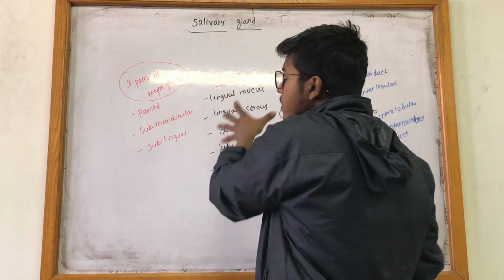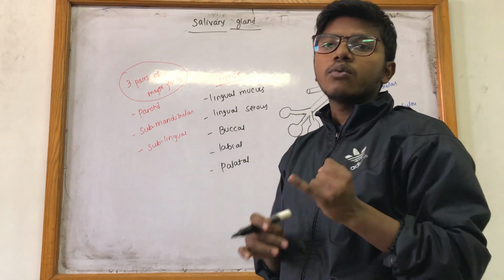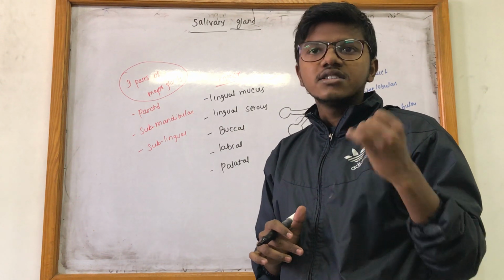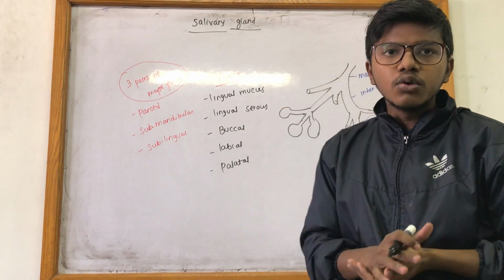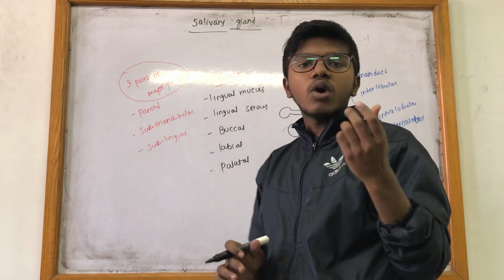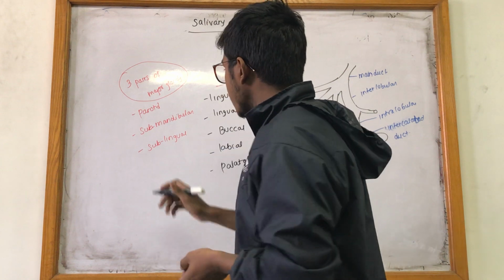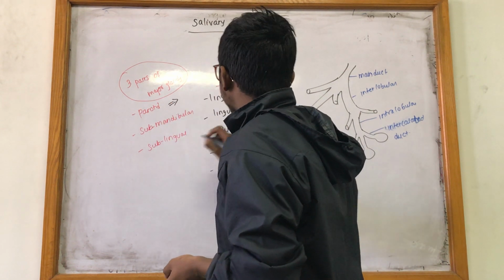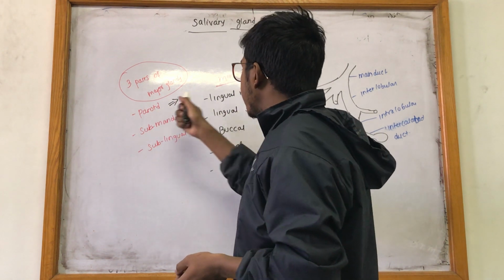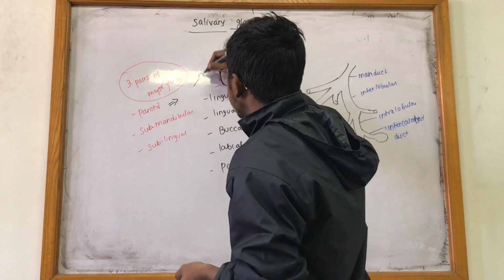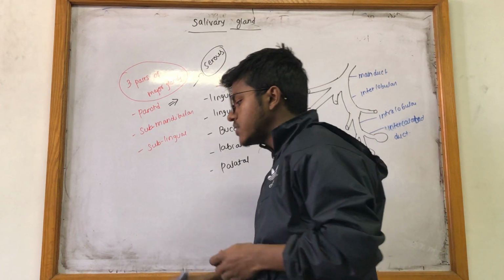Now these salivary glands are classified into three types: first, those having serous secretions; second, those having mucus secretions; and third, those having both serous and mucus secretions. Serous is a watery type of secretion, and serous secretions are given by the parotid and the lingual serous glands, as the name suggests. These two have serous secretions. That is mainly asked in entrance examinations.